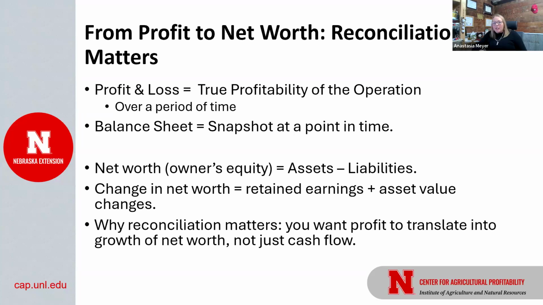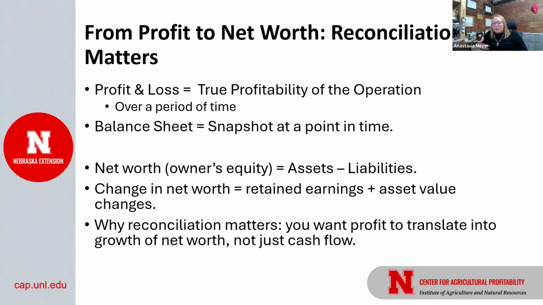A balance sheet is only a snapshot. So your profit and loss is more like a video. It shows what's happening over that time. A balance sheet is like your picture. It's a snapshot of what your net worth is at that time. So your net worth is again your assets minus your liabilities. And your change in your net worth is any retained earnings plus your asset value changes.